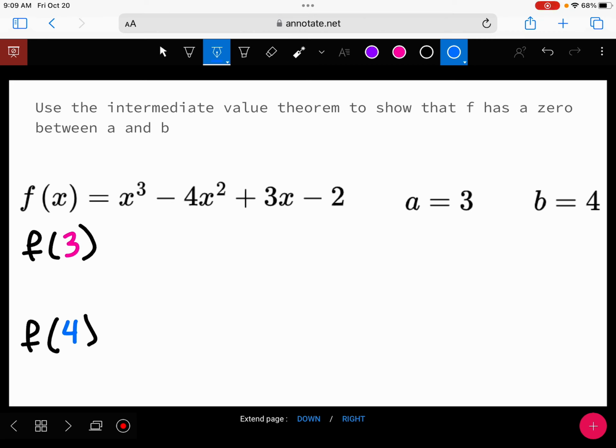So we're going to use the intermediate value theorem to say it at the end in like a sentence.